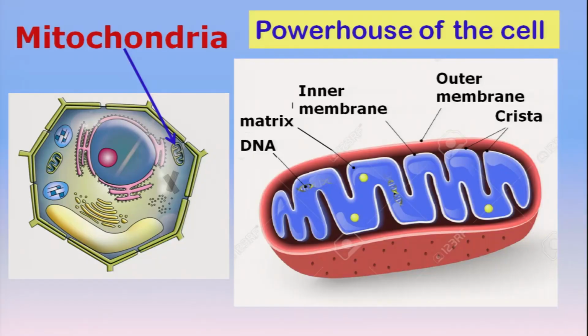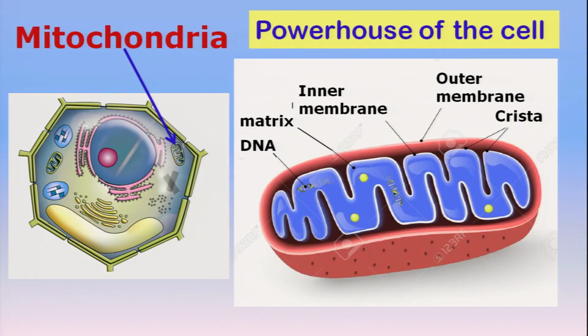And inside a cell also, energy is needed. Energy is needed by all the organelles to perform their functions. And who supplies this energy to the cell? Mitochondria. They perform this special function. They provide energy to the entire cell, to all the cell organelles. That's why they are called the powerhouse of the cell.